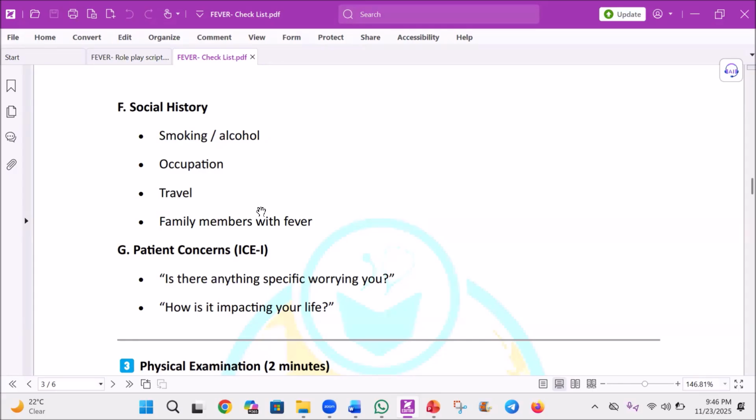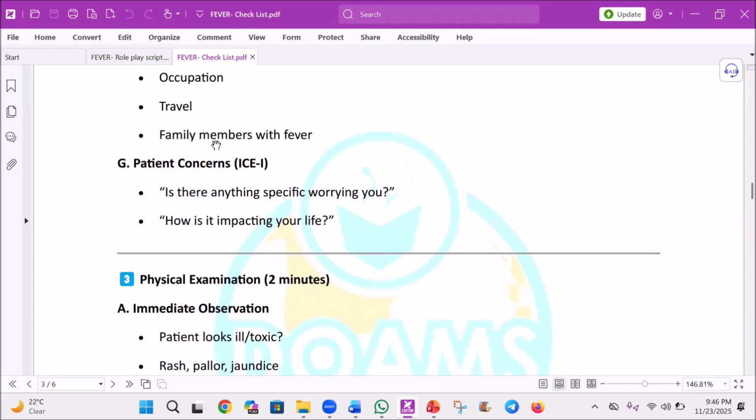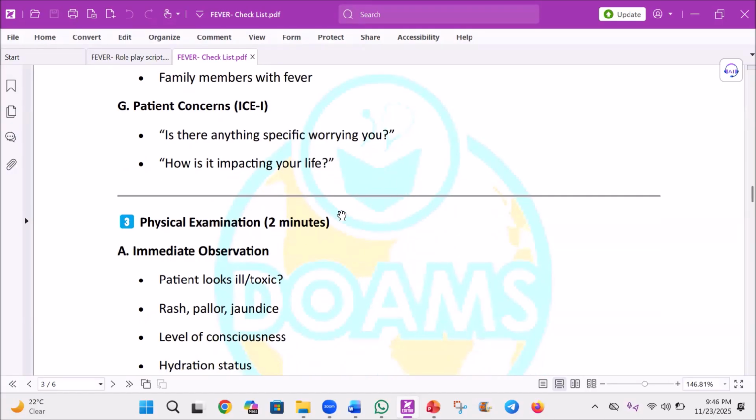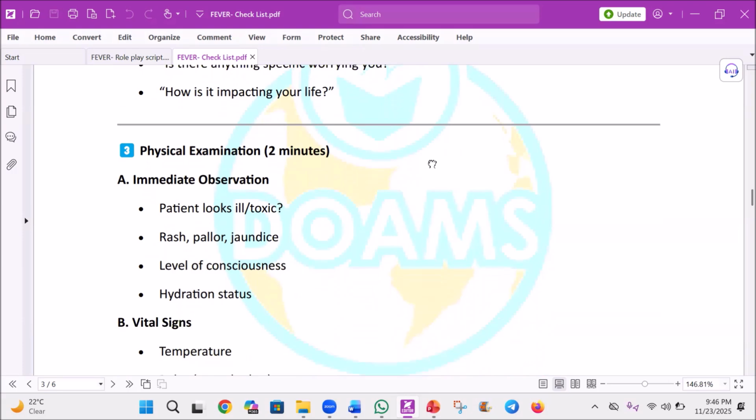So occupation and travel are very important. Family members, because it may be a contagious disease. Whether any family member is affected or not is part of the social history. Patient's ideas and concerns are a mandatory part. And after the history, you will go to the examination.